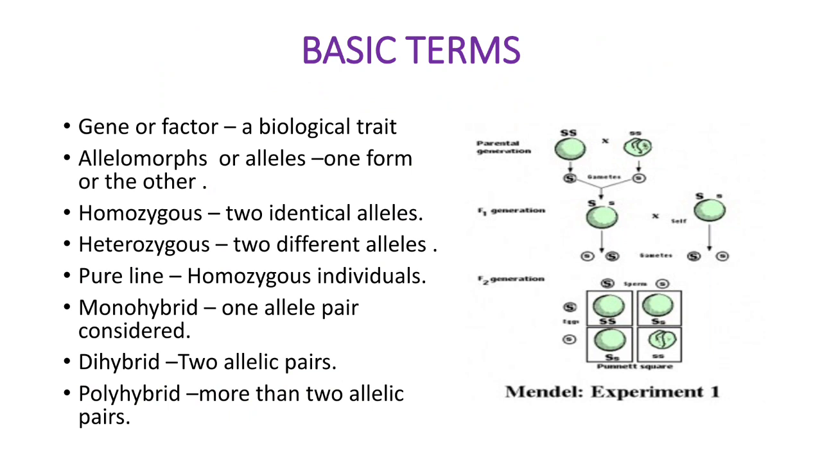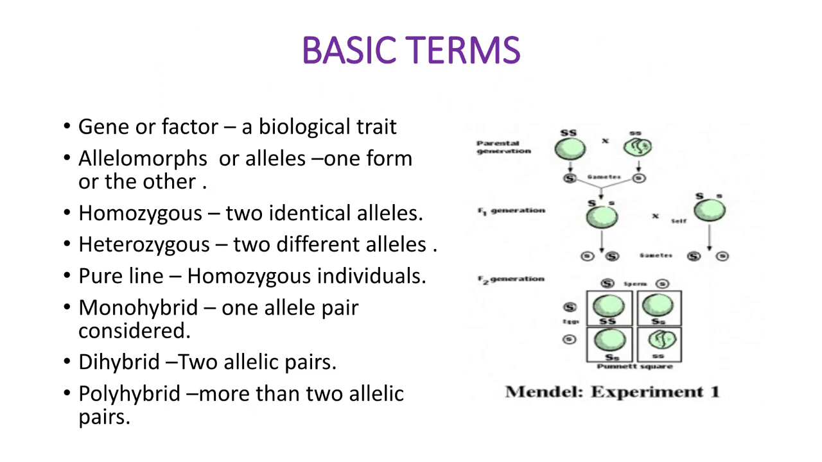Homozygous: if alleles are identical, that is homozygous, and if they are different, we call them heterozygous. Pure line: it means homozygous individuals without any variation are known as pure line.